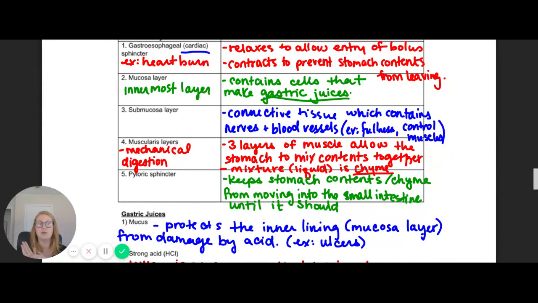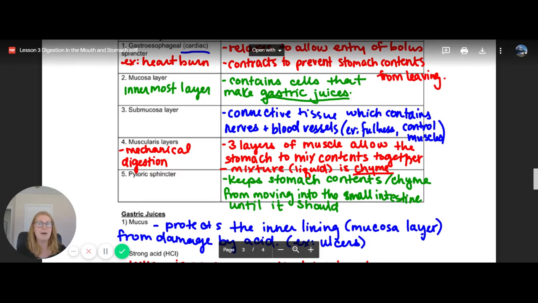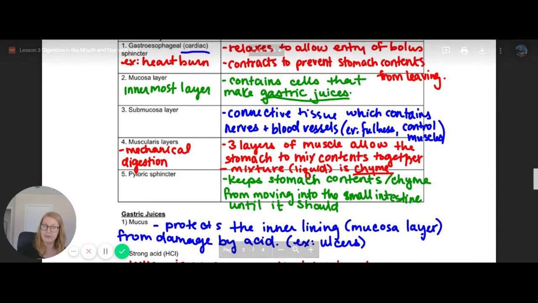This is a really good example of mechanical digestion, because these layers will all move in different directions. And what they are doing with this mechanical digestion is mixing that bolus with the stomach contents. And the stomach contents I'm talking about are the gastric juices. So once this step happens, we no longer call it a bolus anymore. We now call it chyme.